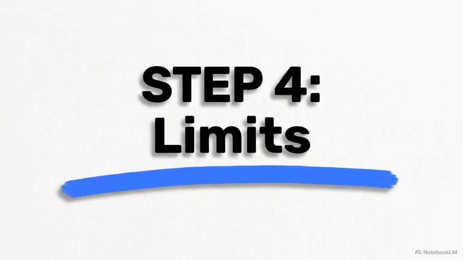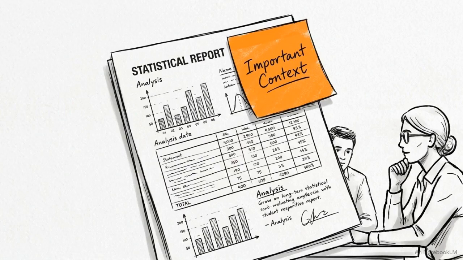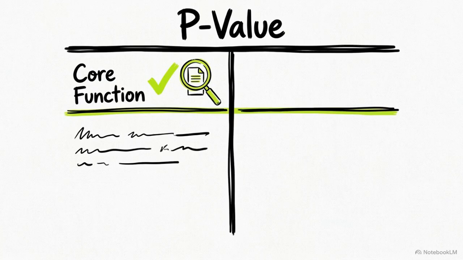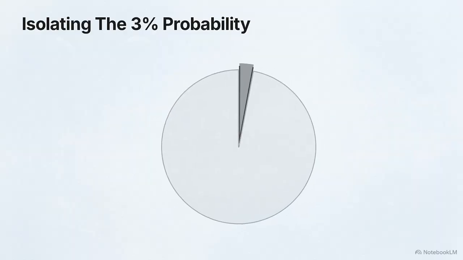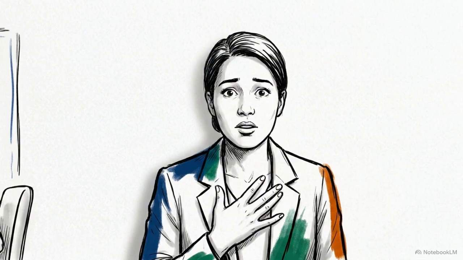And for our 4th and final step, define the practical limits of a p-value by stating what it is not. Start by locking in the correct definition. Explain that it measures the strength of the evidence against the null hypothesis. A p-value of 0.03 means there is a 3% chance of observing this data if the null hypothesis is completely true. Next, you must address the most common trap.